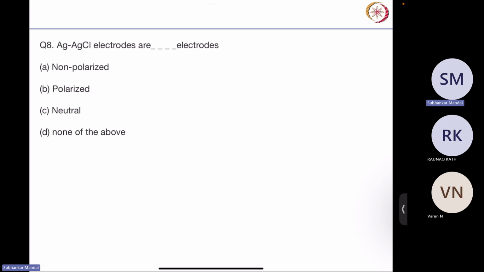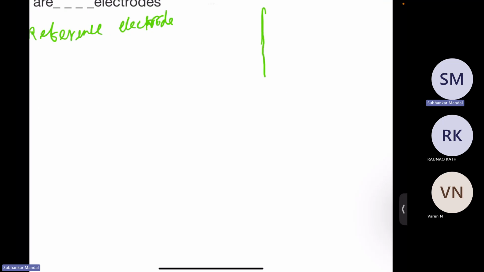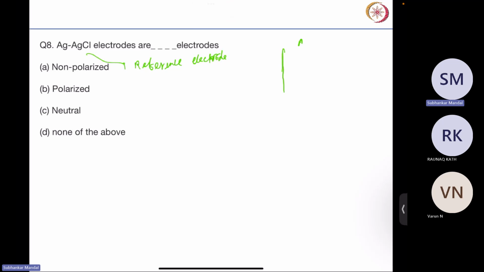What will be the answer? AgAgCl, I can give a hint, that is a reference electrode. Now you people can tell. What will be the answer? AgAgCl. So basically, the reference electrode AgAgCl is quite famous because for non-aqueous solvent most of the people use AgAgCl.